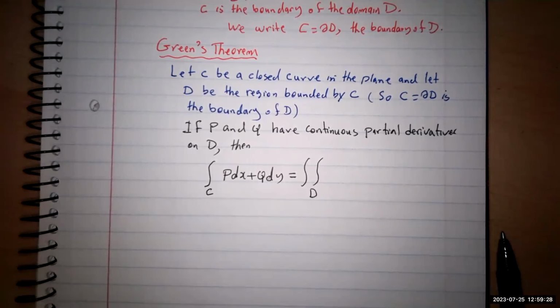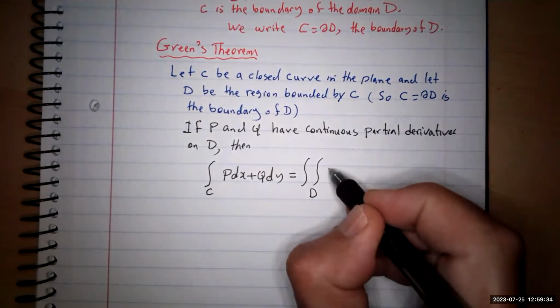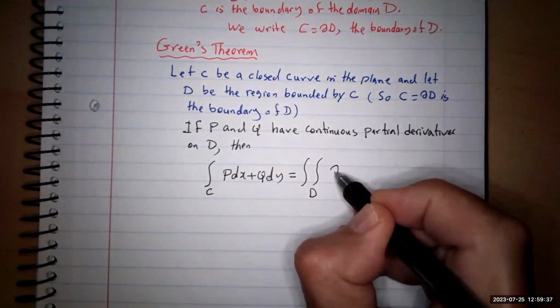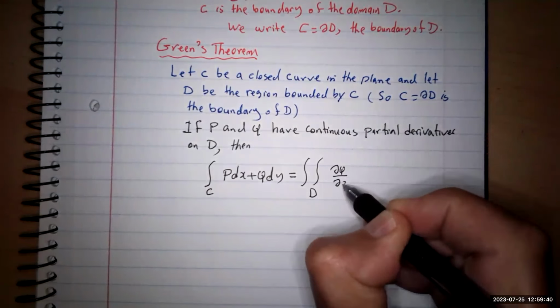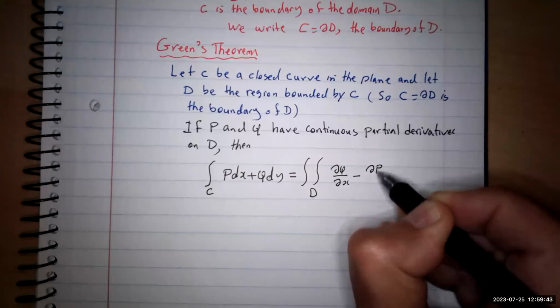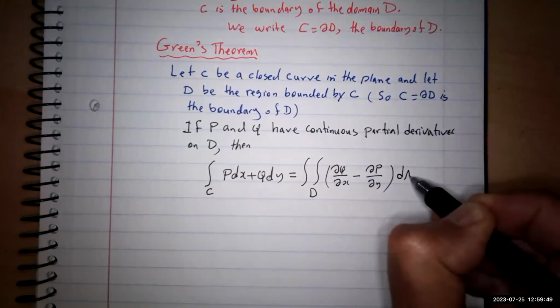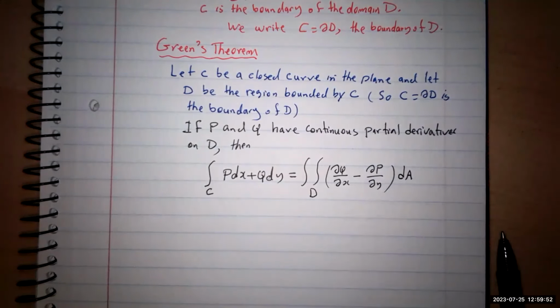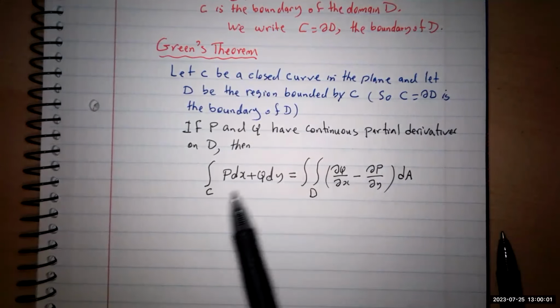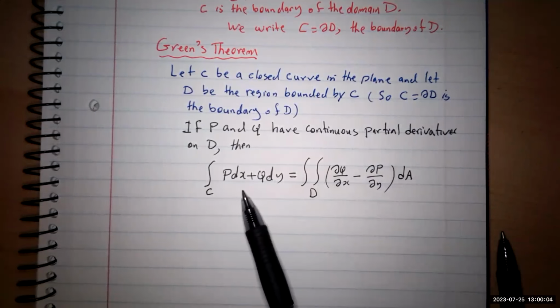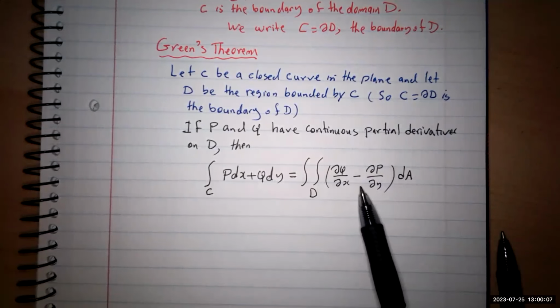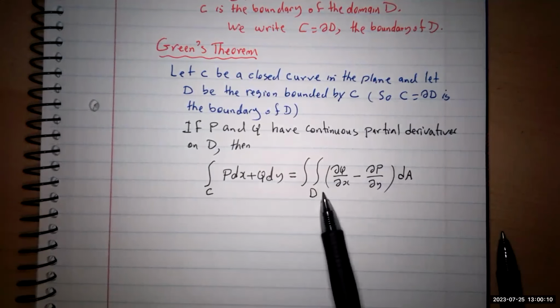You know the connection between these two. This is going to be the domain and this is going to be the boundary of the domain. The function would be changed into ∂Q/∂x minus ∂P/∂y, then dA. You know that dA means differential of the area, dx dy, depending on the domain and the way you are going to write it down. So this is Green's theorem. If you want to find the line integral, you can change it to the double integral. But for the double integral, you need this domain to be able to do it.